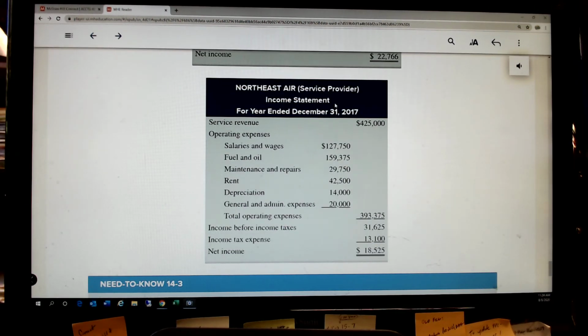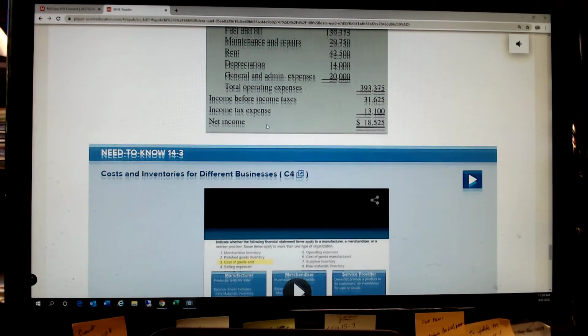These same concepts can be applied to a service provider. And when you're selling a service, you don't have a cost of goods sold. You're selling a service, so there is no inventory.